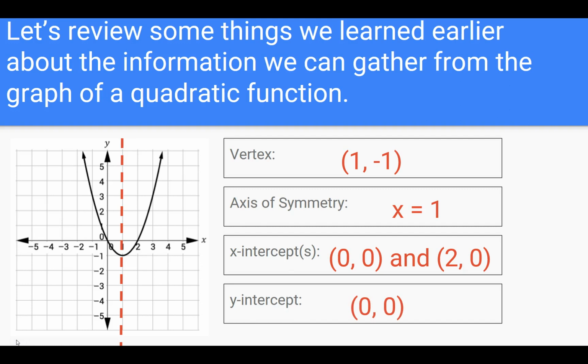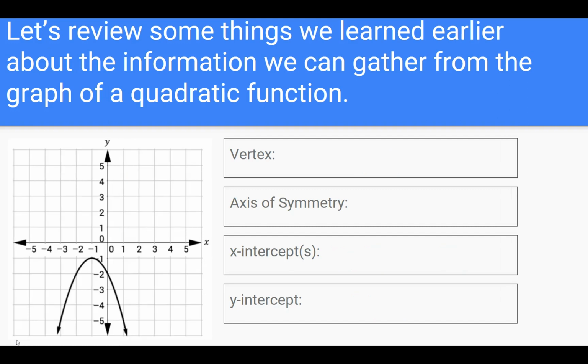Wait, how did you get the axis of symmetry of 1? So that's the line that's cutting it in half. If I cut it in half, I'm crossing over where x equals 1. That's where it's going to cut. Questions for me? All right, you try the next graph that's right below it.